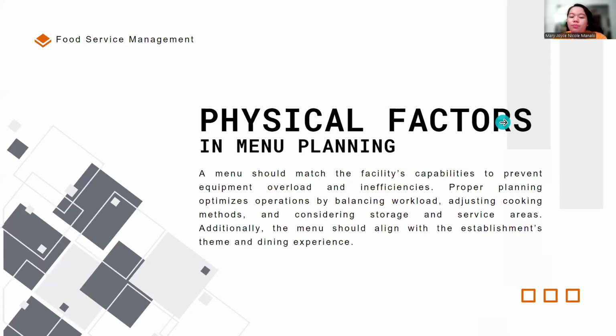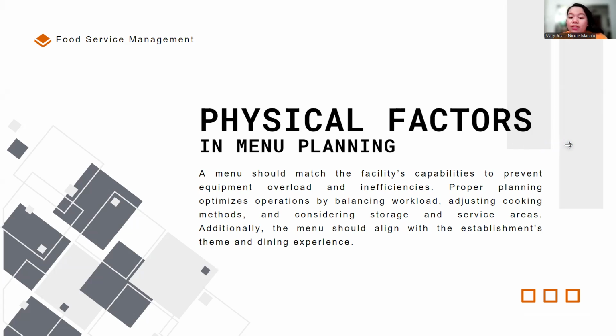So, for the physical factors in menu planning, a menu must align with the facility's capability to prevent overburdening equipment and staff. Overloading specific kitchen equipment, such as ovens and griddles, while underutilizing others can lead to inefficiencies and service delays. Equipment capacity, including steam kettles, griddles, and storage facilities, directly affects production speed and food quality.